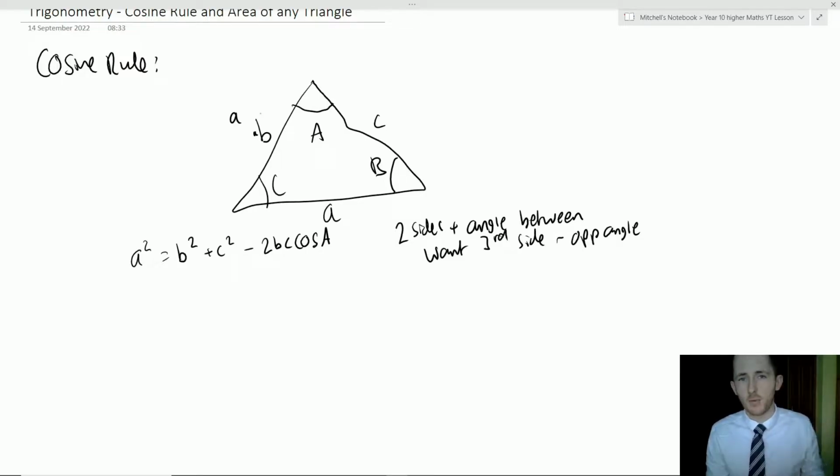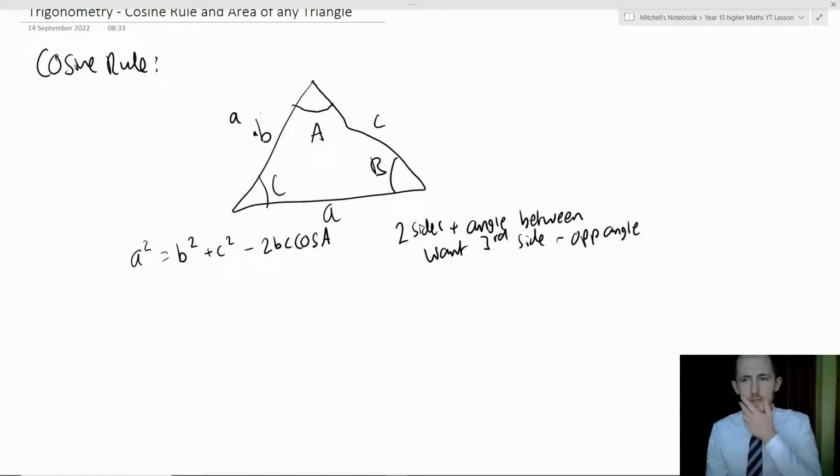Something you might want to consider is that all it's saying is the side opposite the angle is equal to both of the other sides squared and added, minus 2 times both those sides times the angle between them. So the actual letters don't matter that much.